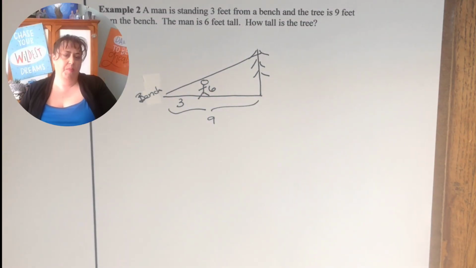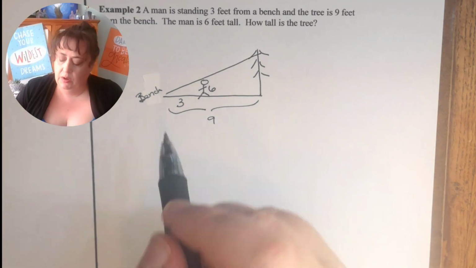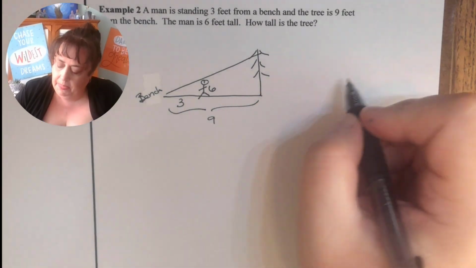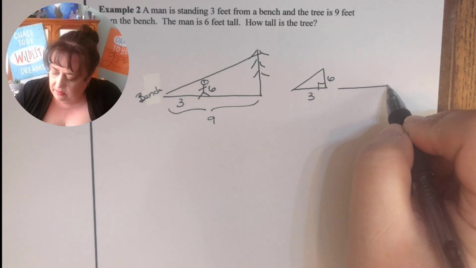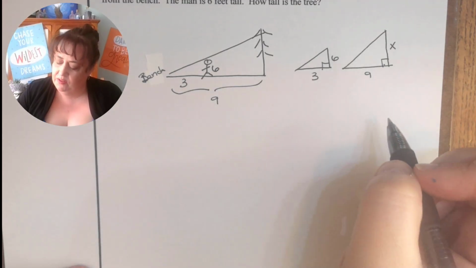Your drawings don't have to be perfect. So can you see the triangle right there? So we have a small triangle that looks like this. Then we have a larger triangle that looks like this. So now here's what we want to know.